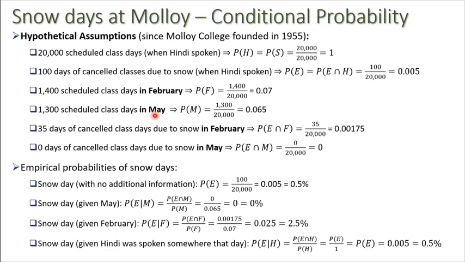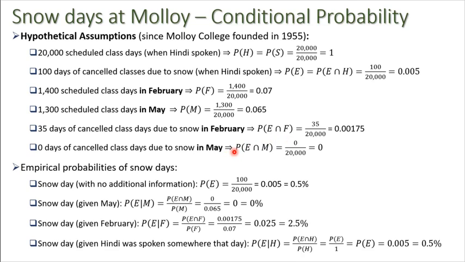We could say the probability of the event M, or being a scheduled class day in May, is 1,300 over 20,000. Since we said there are 35 days of canceled class due to snow in February, we would say that this is the probability that we're talking about a day that was canceled due to snow and is also in February. So that's the probability of E intersect F, which is going to be the total number of days canceled in February due to snow, which is 35, divided by the total number of days. Scheduled class days overall is 20,000.